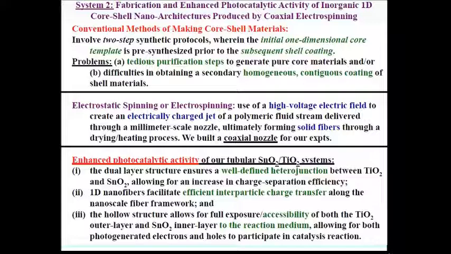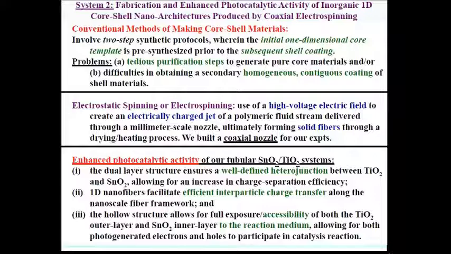Okay, so the second example I want to mention is tin oxide TiO2. This is fabricated as a core shell nanoscale architecture produced by coaxial electrospinning. Conventional ways of making core shell materials often involve a two-step process whereby you make an initial core followed by a shell coating. And usually, you often have a tedious purification step, and it's often difficult to make a very good secondary homogeneous contiguous coating of a shell material.